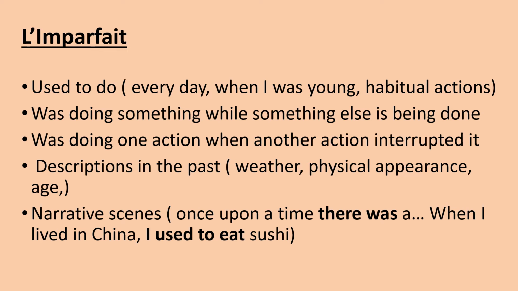even if it was not literally done, it's just a concept. So then you have descriptions in the past. So if you're talking about the weather, it was beautiful, it was snowing, it was raining, that has to be the imperfect. Physical appearances and personality types. So she was very brave when she was younger, or back in high school. She was so talented. She was very tall, or I was very short.